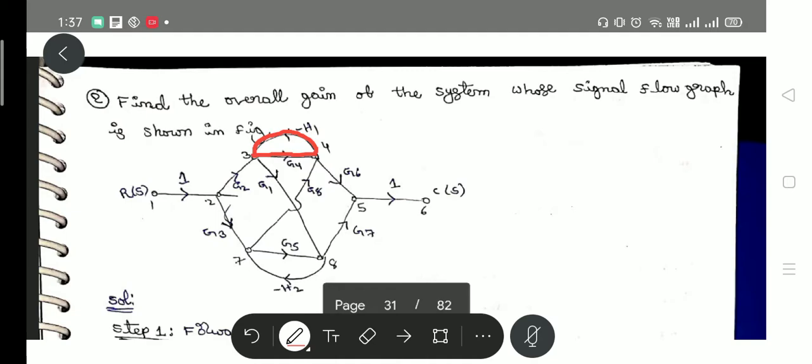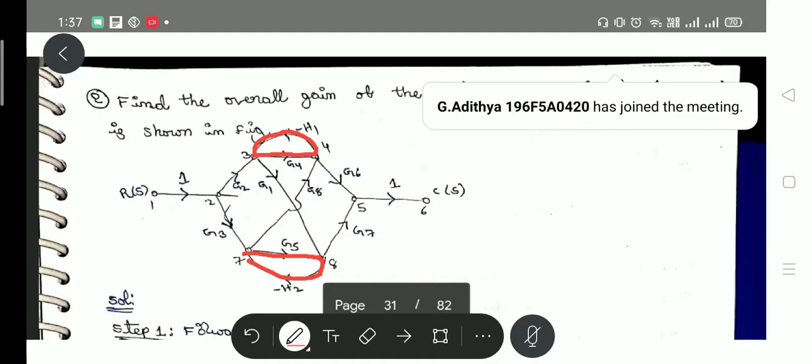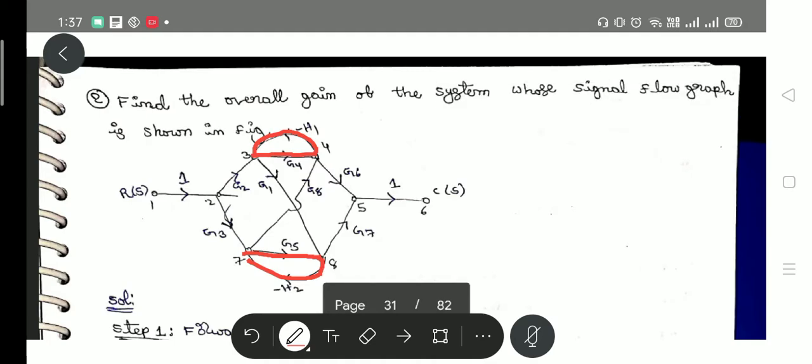Same way here also I am taking the seventh point. Seventh point is the starting point, ending with the same point here. So this is also one loop, the second loop. And the third one, are any other loops there? Here I am taking 7 as a starting point and ending with 7. So this is also one of the loops. Here 3 loops are there in the system.